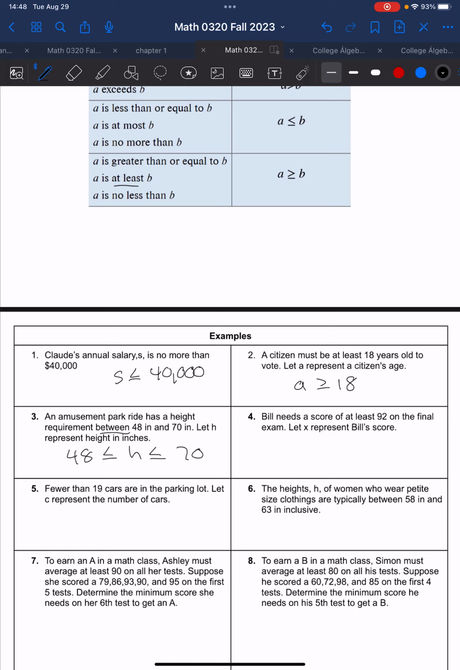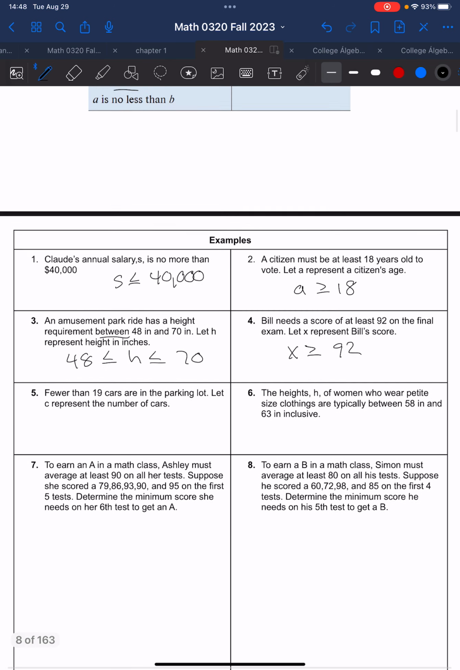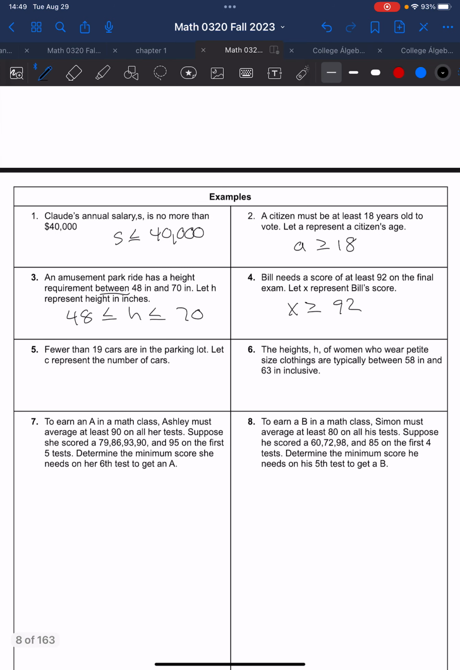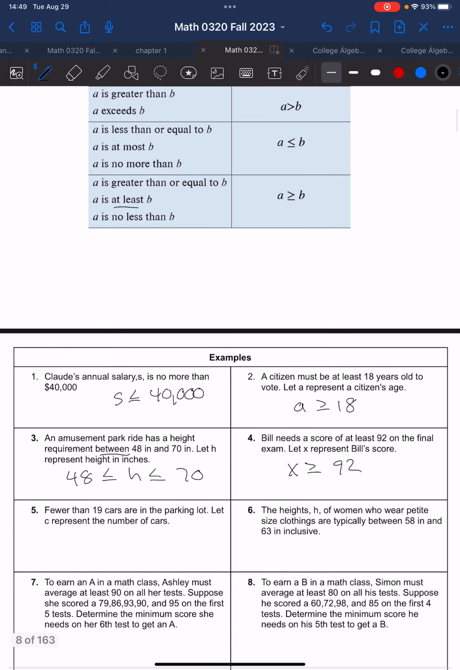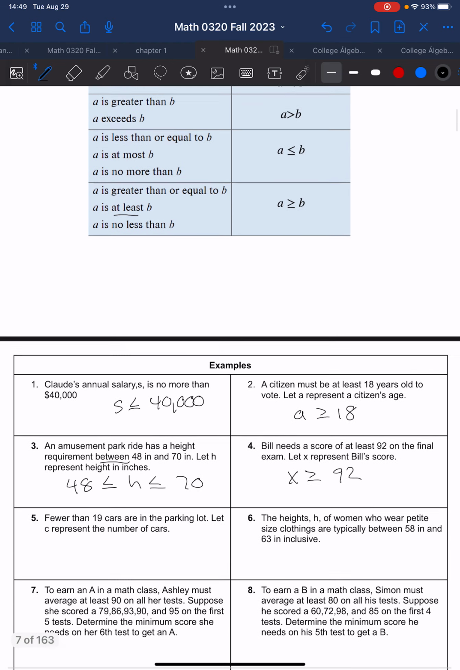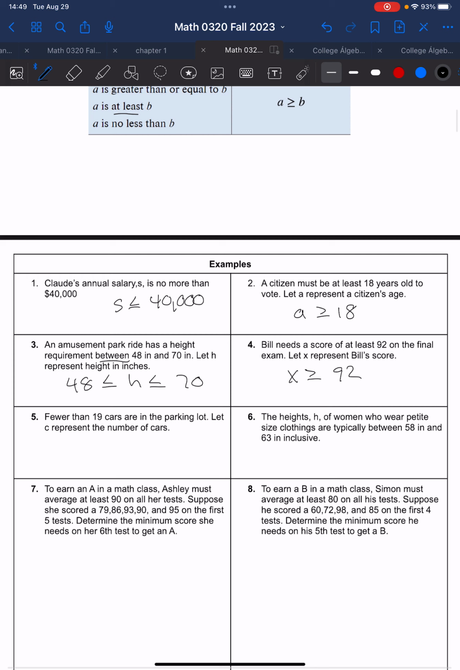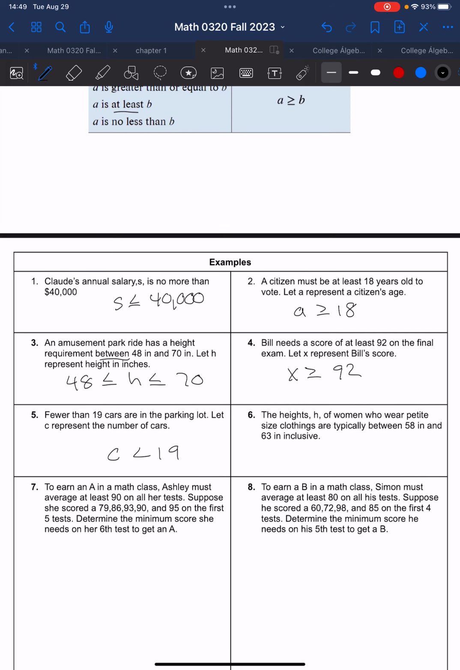Okay, number 4, it says Bill needs a score of at least 92 on the final exam. Let X represent Bill's score. So at least is greater than or equal to, so X greater than or equal to 92. Number 5 says fewer than 19 cars are in the parking lot. Let C represent the number of cars. Fewer than would be less than 19. So C less than 19.